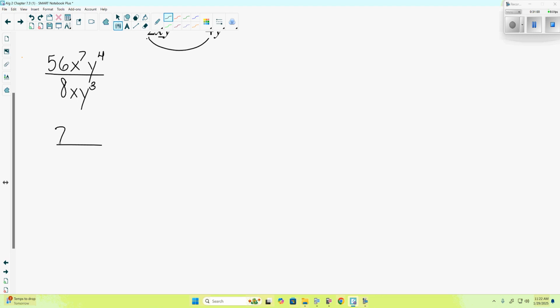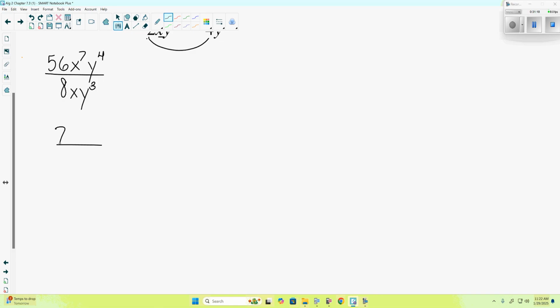Because we really have 7 over 1. It's reduced evenly. Yes. Because 8 divided by 8 would be 1. 56 divided by 8 is 7. We're removing that 8 from both terms.